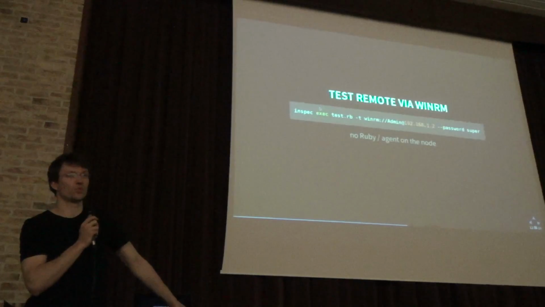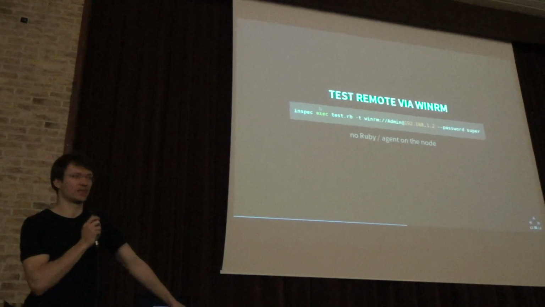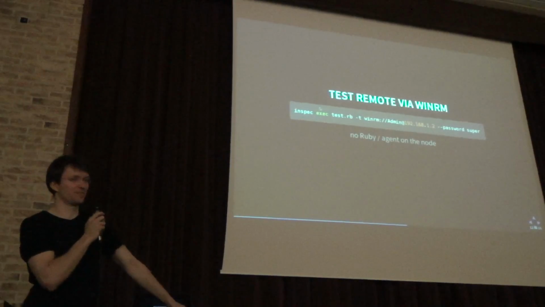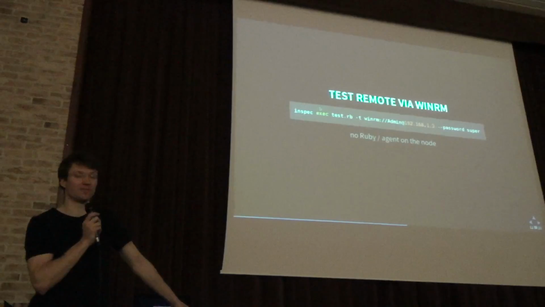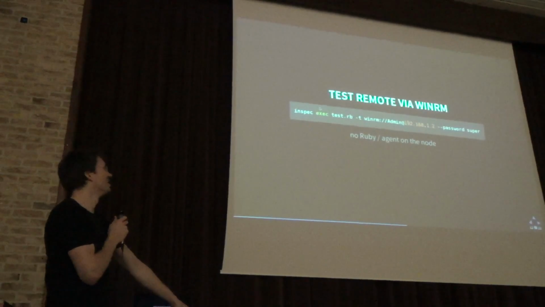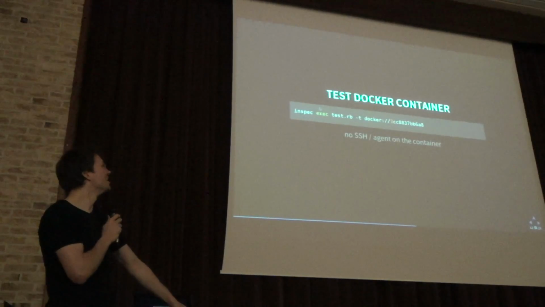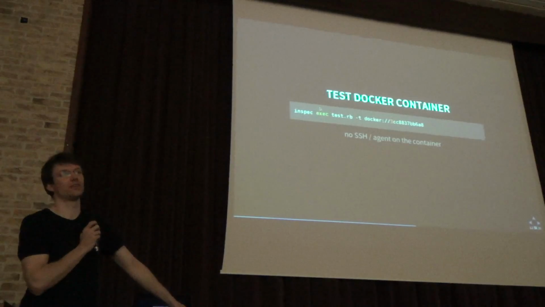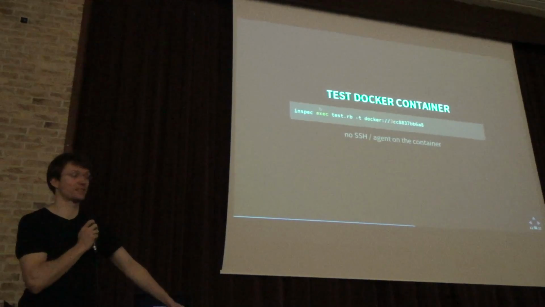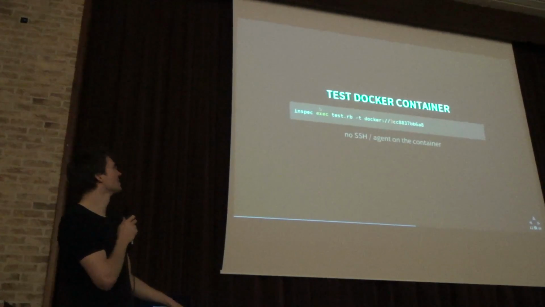The second thing is with Windows, same thing. You can just WinRM to your host, to your destination, and run those natively, as long as your tests are actually written for Windows. That works. And then finally, why many are here today as well, is containers. Again, no Ruby on the container, no agent on the container, no SSH on the container. You can just take your Alpine image and test it like that. And that's going to work.